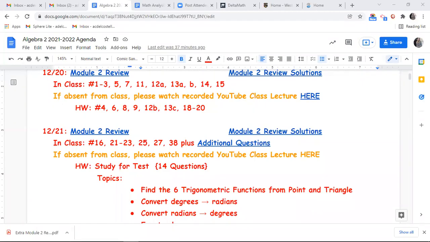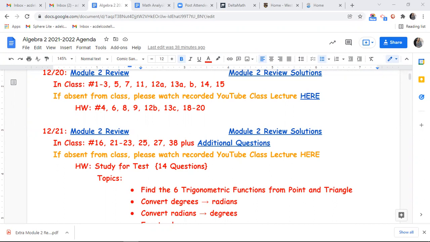Okay, so in your packet from yesterday, we're going to pick up right at question number 16. And again, we're going to jump around a little bit here. So 16, you're going to need a calculator for. It has to identify two angles, positive and negative, that are coterminal. So coterminal means I add and subtract what number? 360, exactly.